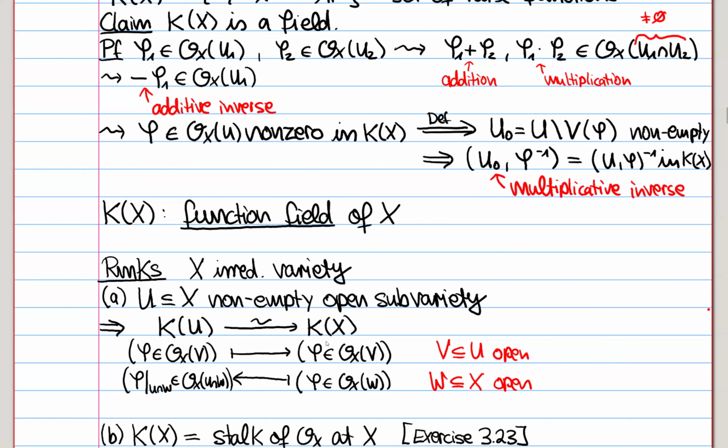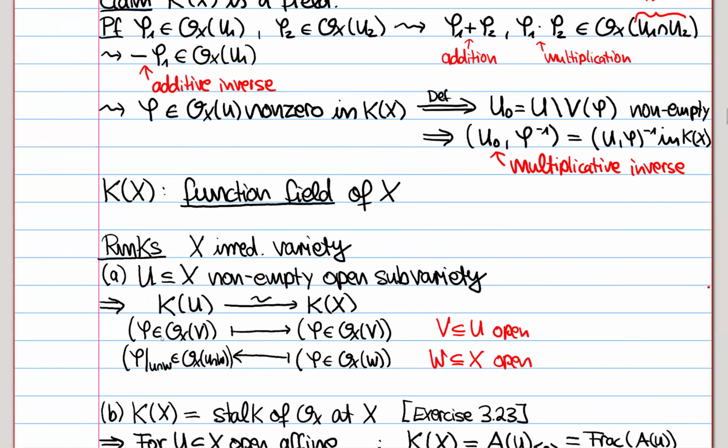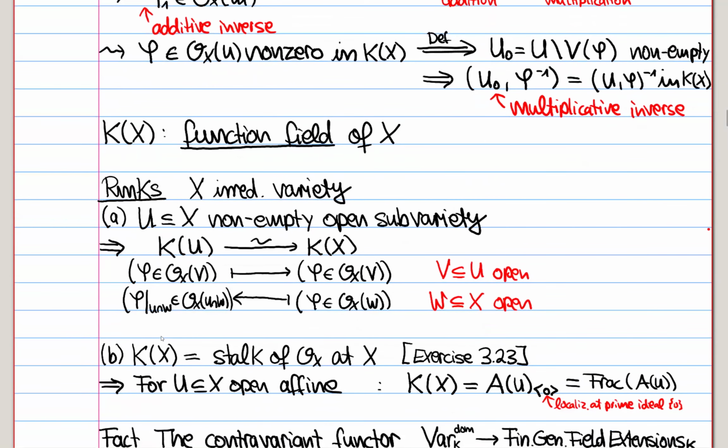So somehow this means if you're interested in computing this function field, you can always give yourself the liberty to restrict to some open subvariety. And then using this, we can actually give a concrete recipe for computing this function field.